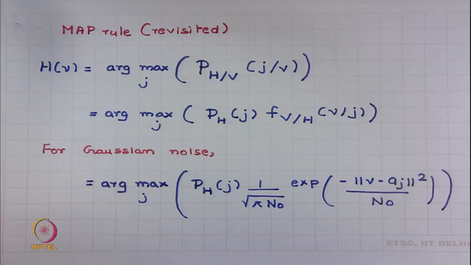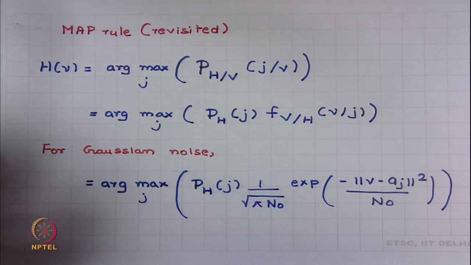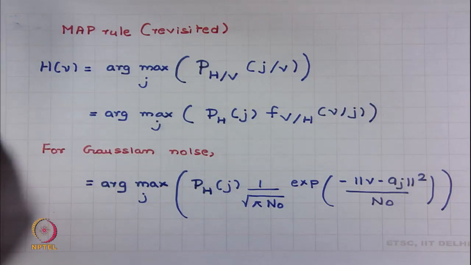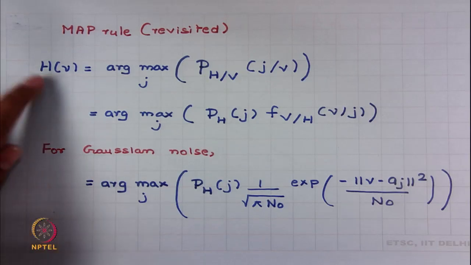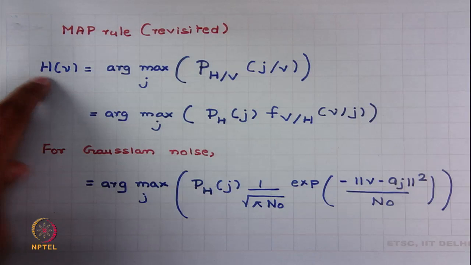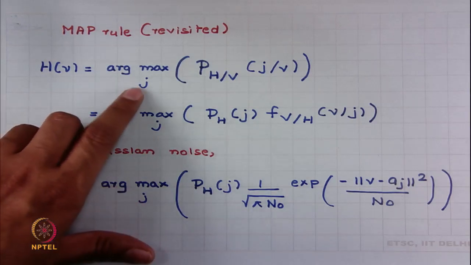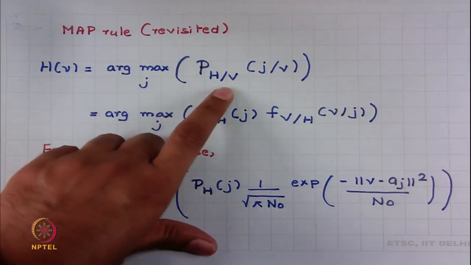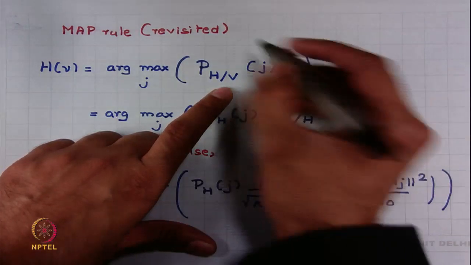So, now I am re-looking at this MAP detector again, and by re-looking at it, I would derive some other ways in which you can think about this MAP rule. So, what was the MAP rule? Let us look at this. MAP says that I should choose the hypothesis as J, and this hypothesis should maximize my a posteriori probability.